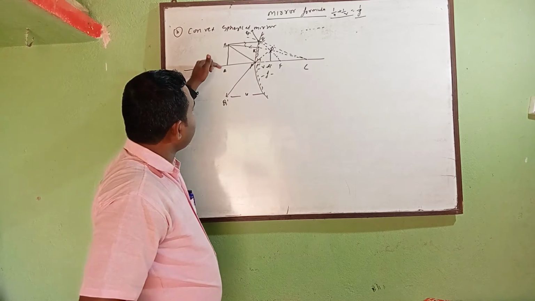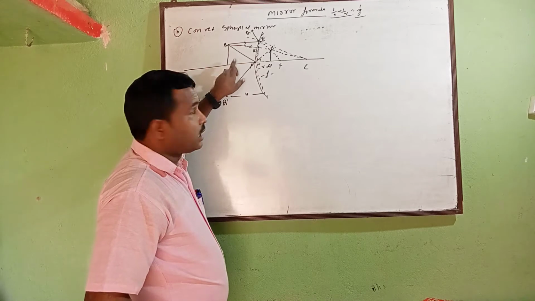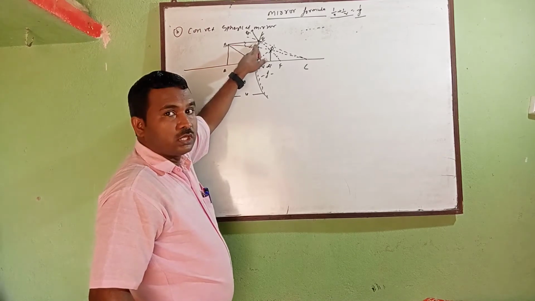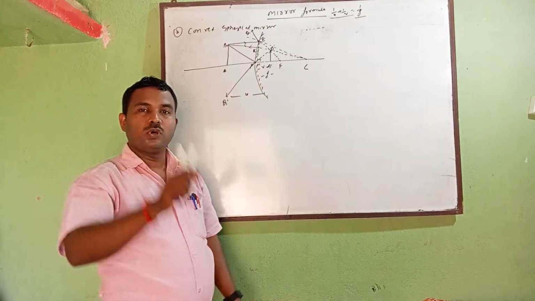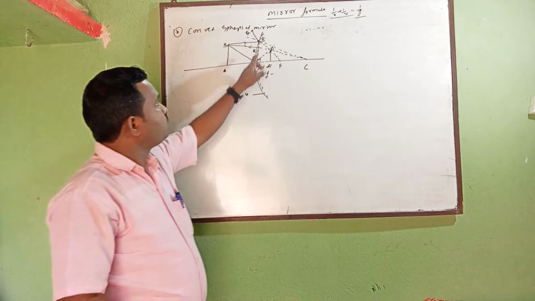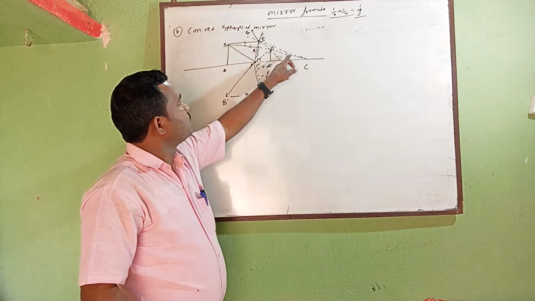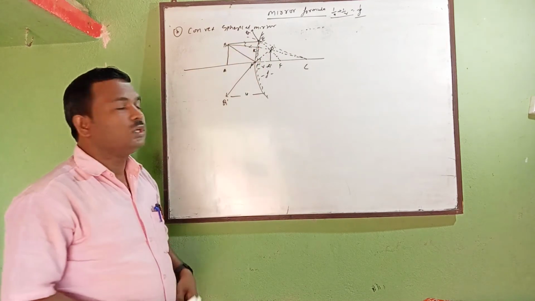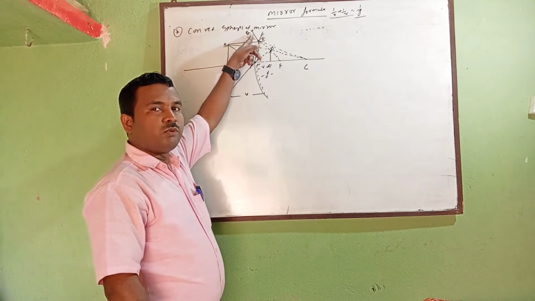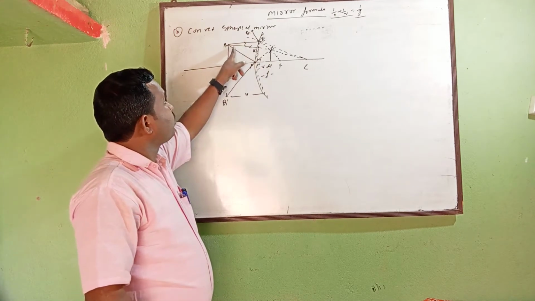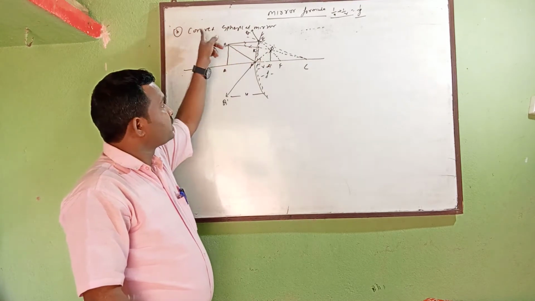So I have an object AB placed on the principal axis, and a ray of light incident at point E. After that, from E to EQ, the ray of light bends according to the laws of reflection. Whenever you join the center of curvature and point E and extend it, it will bisect. According to the laws of reflection, angle of incidence equals angle of reflection. Another ray of light is incident at point K, and it bends in the same way.